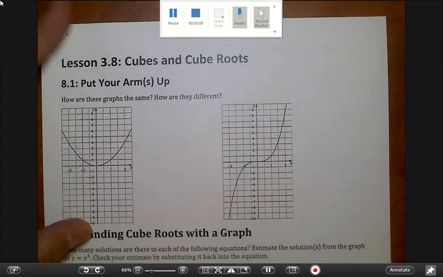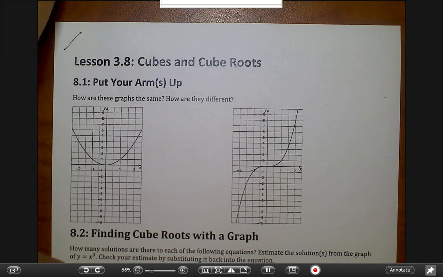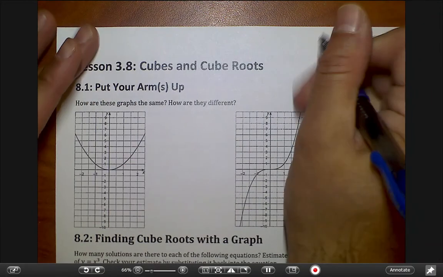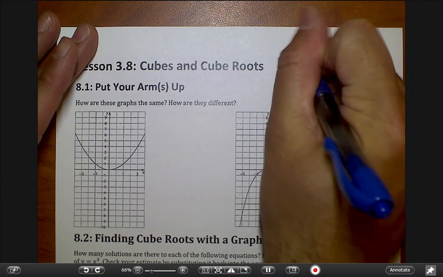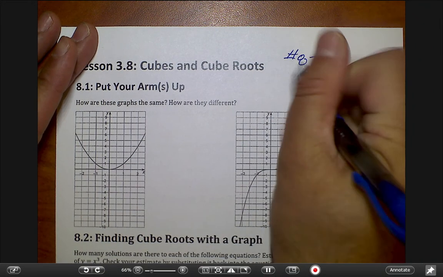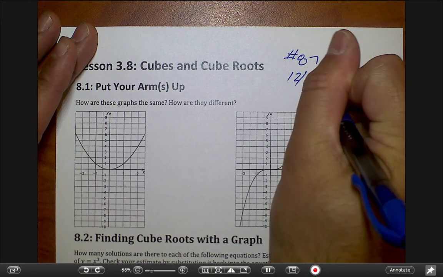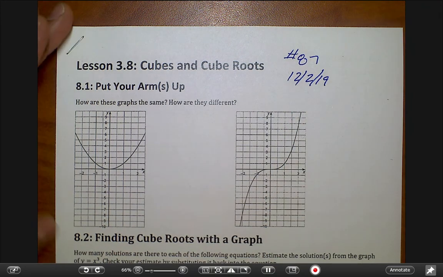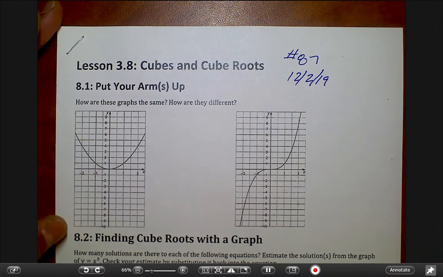Okay, what are we on today? What is it, 87? Yes, sir, 87, today's date. You know, it feels so good when you're actually on the right page. Okay, so there we go. Now, on these problems right here.